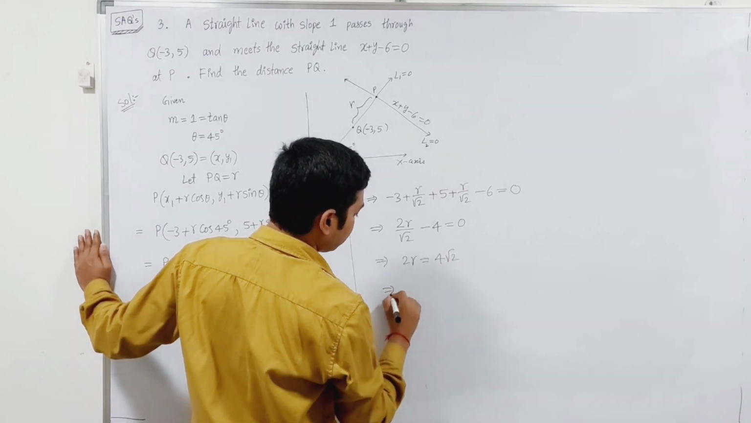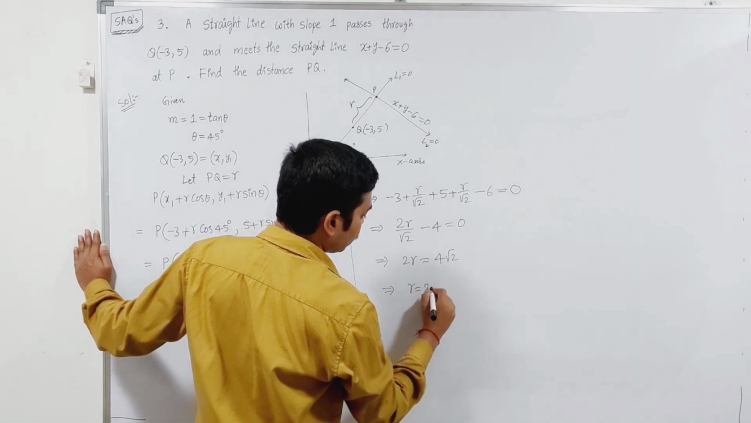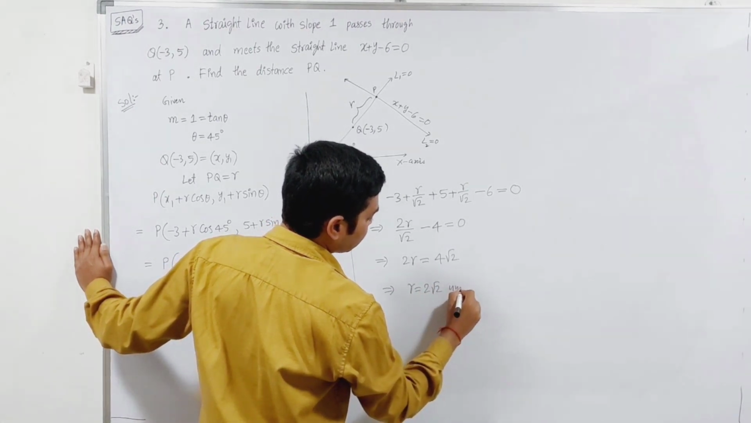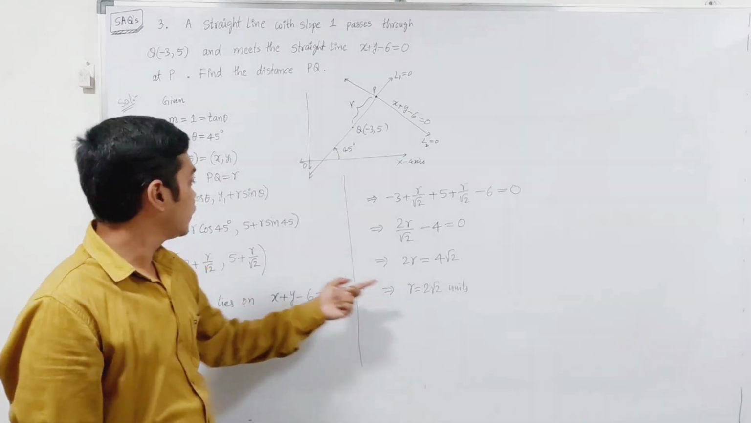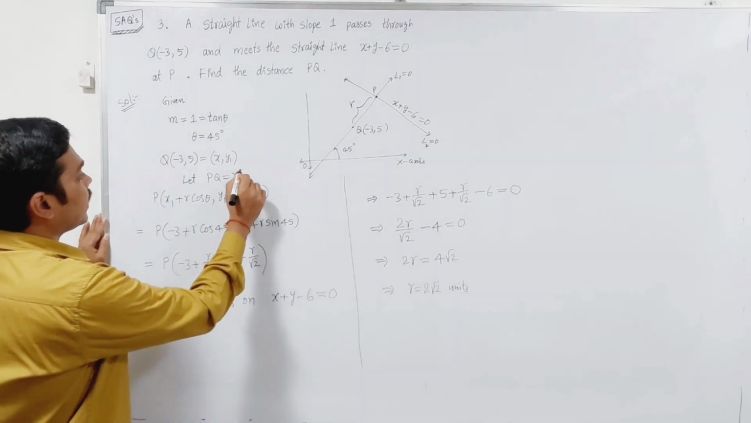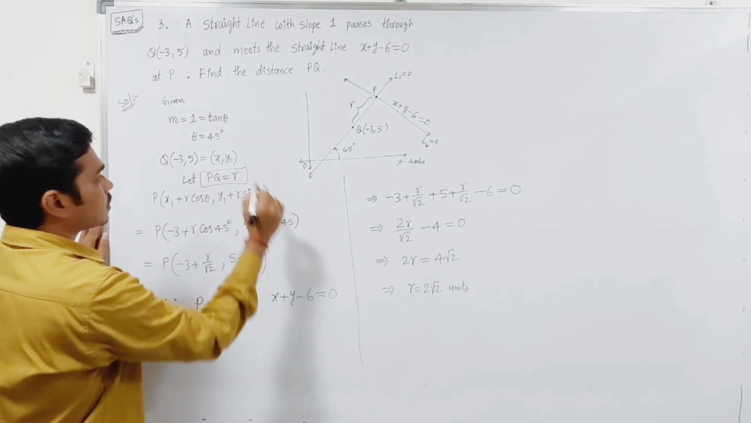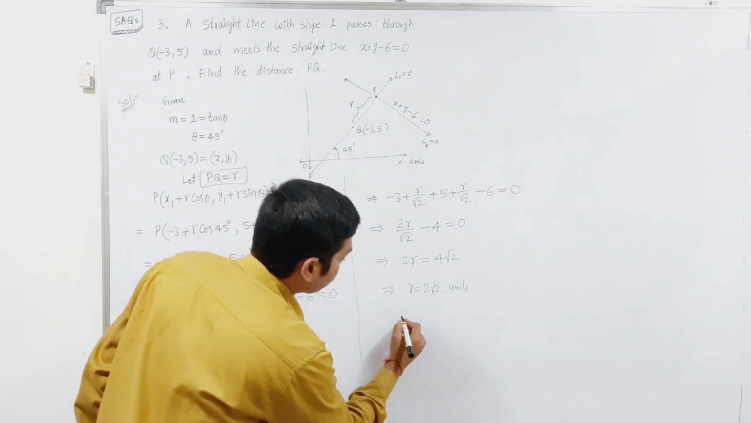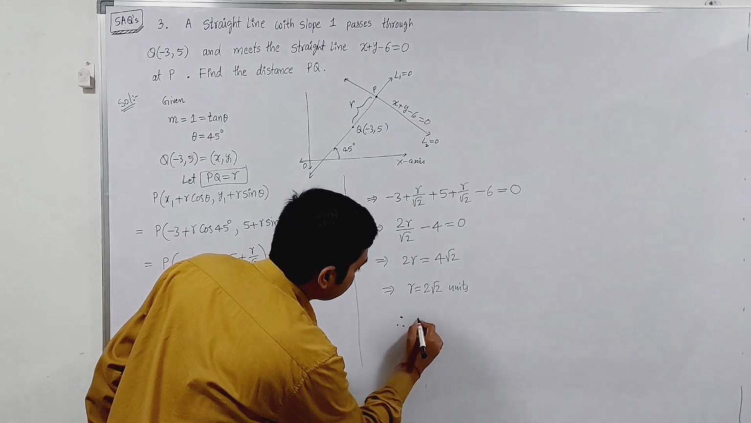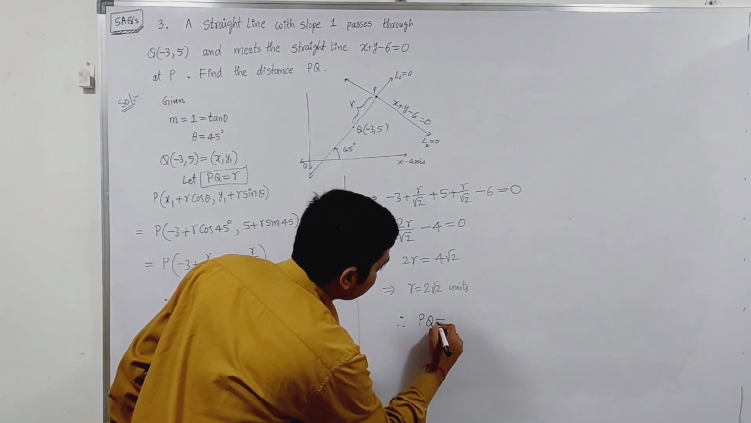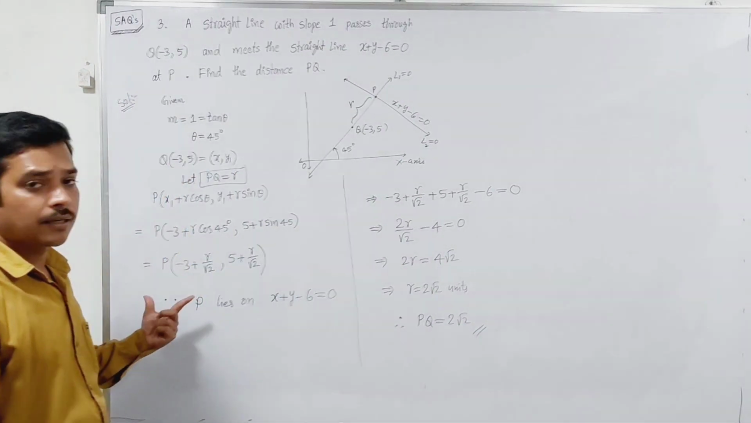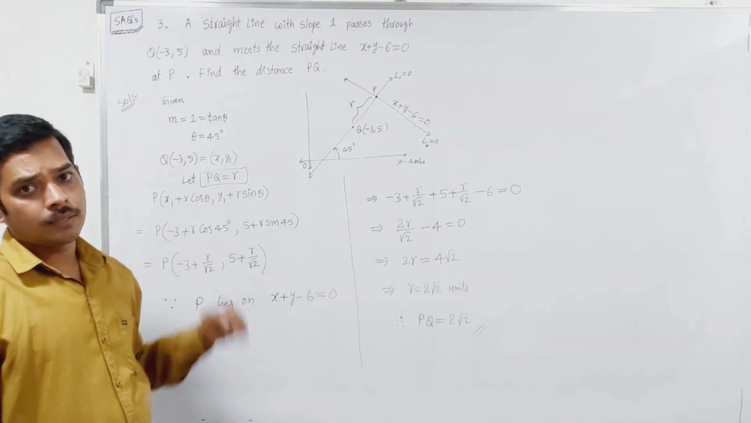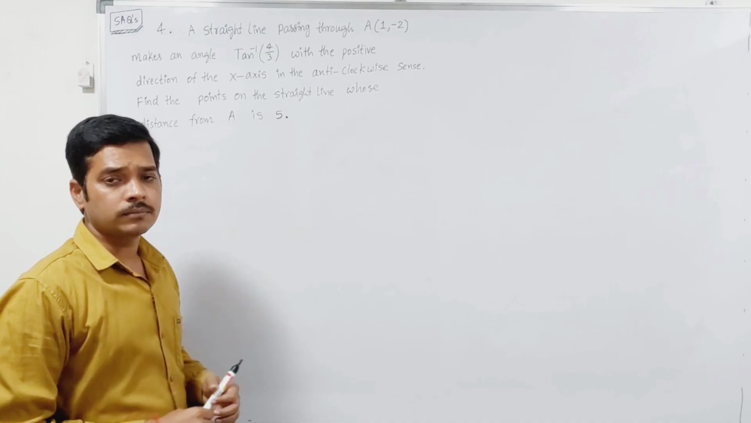From this equation, R is equal to 2 root 2 units. What is the R for? R means the distance between P and Q. Therefore, what is the distance value? PQ is equal to 2 root 2 units. By using the parametric concept, by using the general method, we can solve this problem.